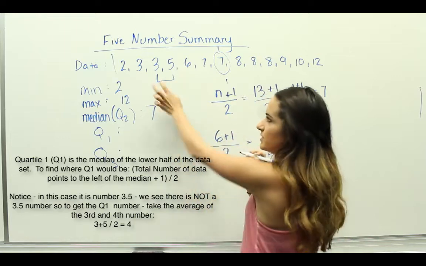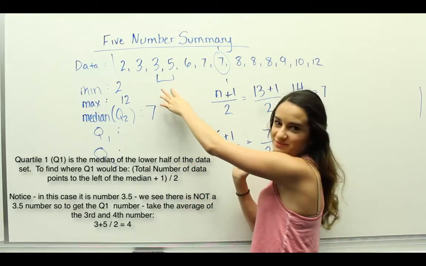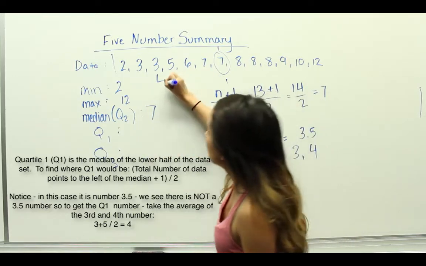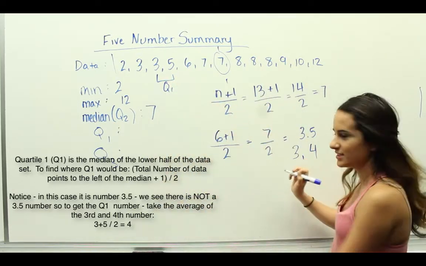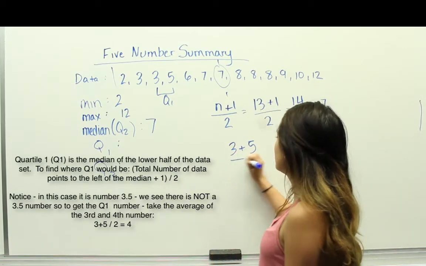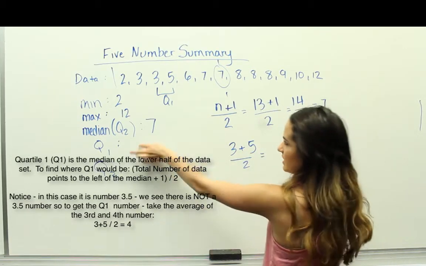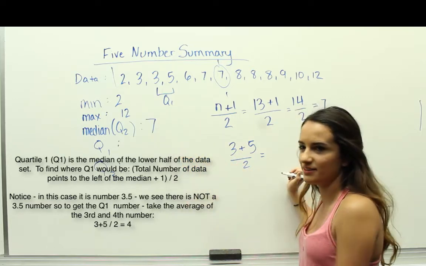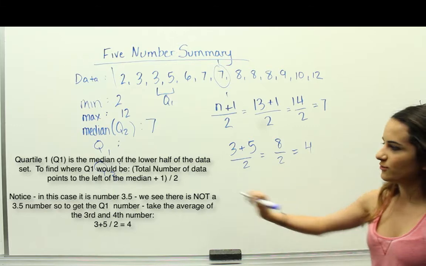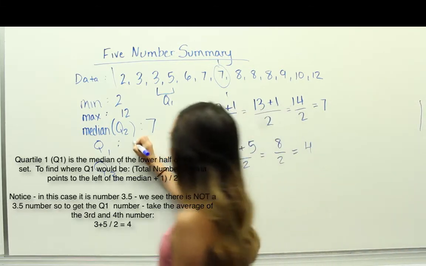So somewhere in between here, which would be the middle of these two numbers, you take the average, is quartile 1. So I'll take the average so you can see it. So 3 plus 5 divided by 2 will give us quartile 1 because it's the number exactly in the middle of that. So in this case, you get 8 divided by 2, which equals 4. So quartile 1 is 4.